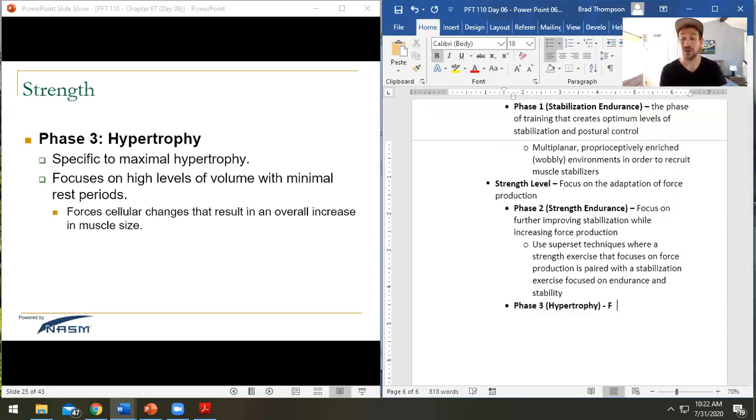So this is the focus for hypertrophy. The focus is on high levels of volume to build hypertrophy.